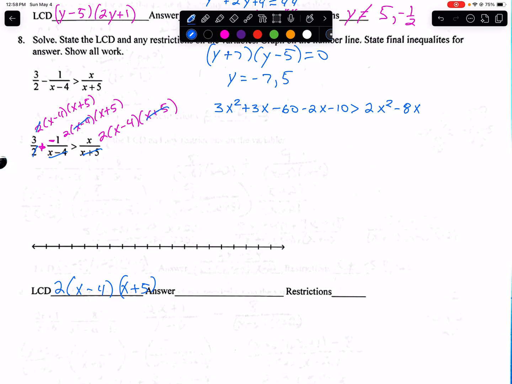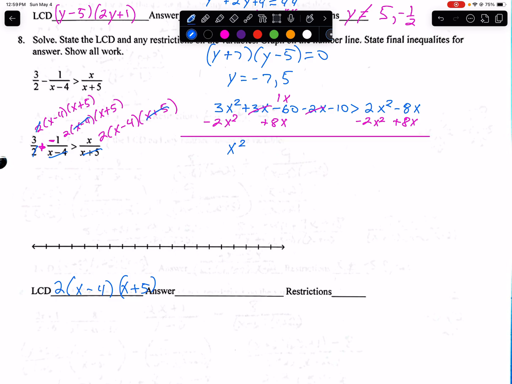Now we get everything on the left side. So we're going to subtract 2x squared and add 8x at the same time. You could combine 3x and negative 2x to get 1, right? So then you get x squared, and then I'm adding 8x, plus 9x, right? Yep.